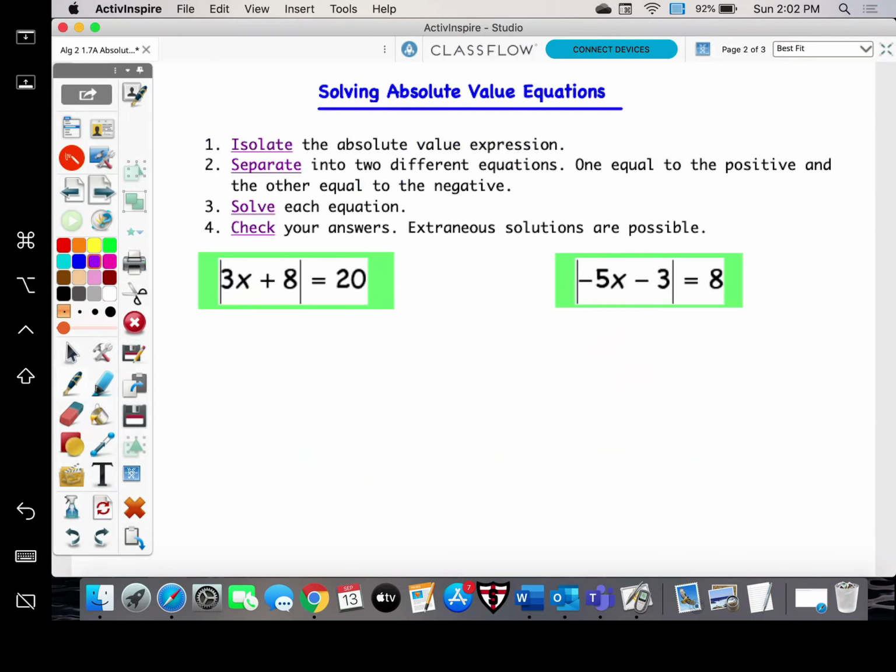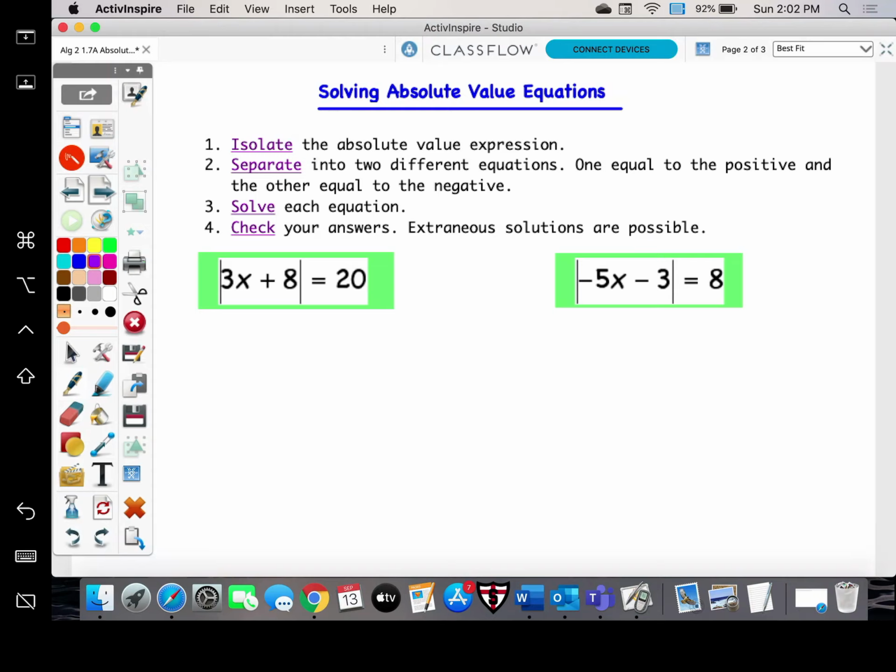We have some steps that I need you to follow, and they are these 4. So the very first thing, isolate. This means get the absolute value expression all by itself. Anything that's added or subtracted or multiplied or divided on the outside of absolute value needs to be dealt with. Only get absolute value on by itself.